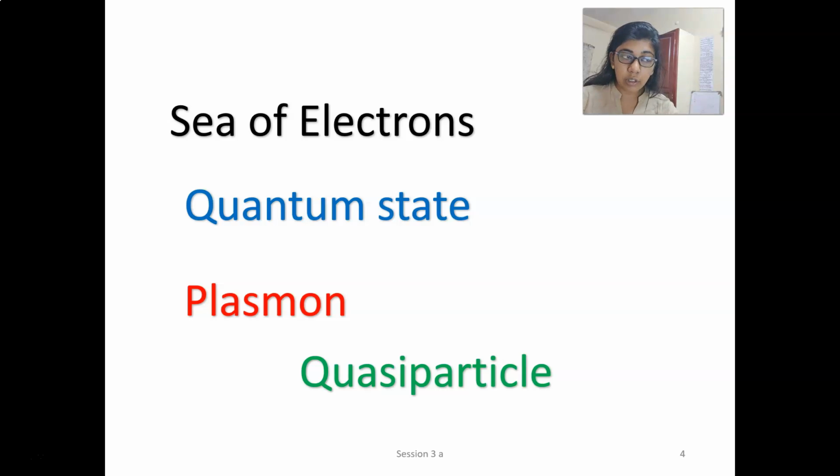The first thing is the sea of electrons. The second thing is the electrons. All these electrons will be in a single quantum state and they will be oscillating, and the plasma oscillation is the rapid oscillation of electron density in a conducting media, and we have all these electrons considered as a quasi-particle, and when these oscillations of the quasi-particle are quantized, we say that is a plasmon. These plasmons we observe on the surface, and they are termed as surface plasmons.